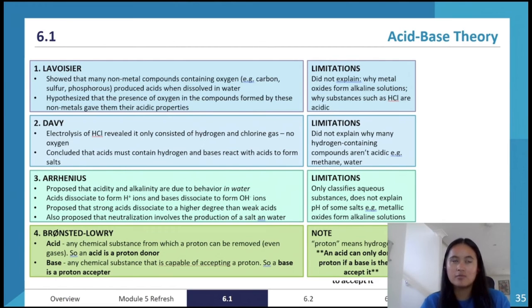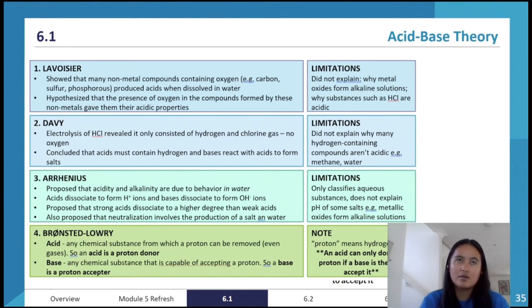And what really limited Arrhenius was that it only talked about behavior in water. So there are acid-base reactions that can happen in gases. There are tons of different ways that acids and bases can react. It's not just limited to water. So since it only classifies aqueous substances, that's where it was limited. It also didn't explain the pH of salts. More on that later. But that led us to the current theory, I guess.